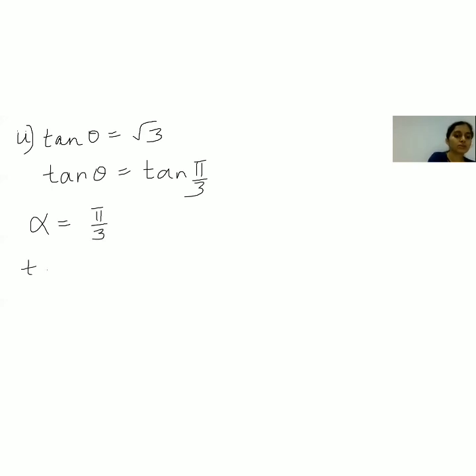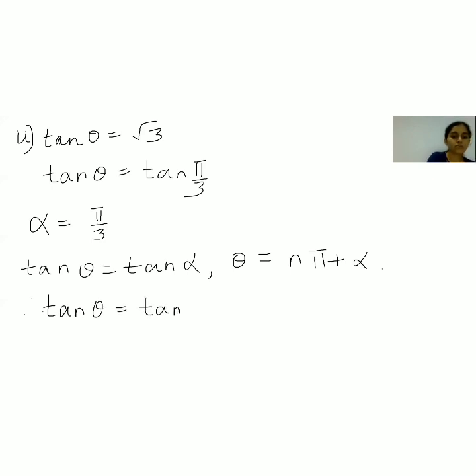What is the generalized solution for tan theta? Tan theta is equal to tan alpha, theta is equal to n pi plus alpha. Therefore, tan theta is equal to tan of pi by 3, and theta is equal to n pi plus pi by 3, n belonging to z. This is how you will put in the generalized solution for tan theta. Now let's go to the next one.